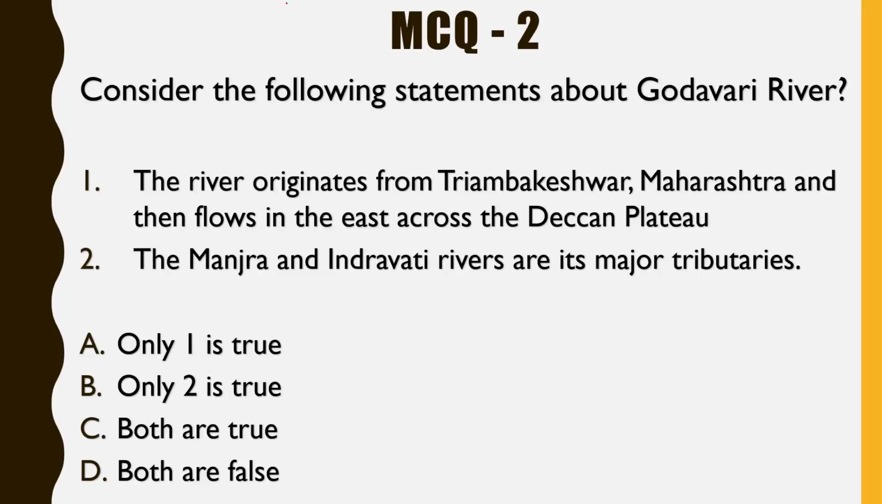Moving on. So this is the second MCQ. It reads, consider the following statements about the river Godavari. The first statement is, the river originates from Trimbakeshwar, Maharashtra, and then flows in the east across the Deccan Plateau. The second statement is, the Manjra and Indravati rivers are major tributaries of the river Godavari.